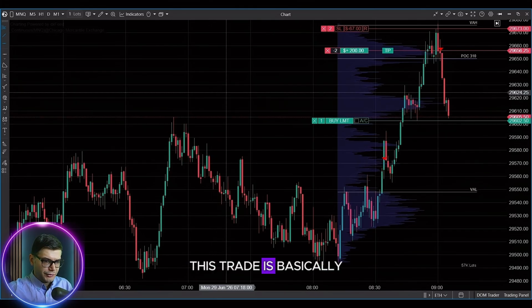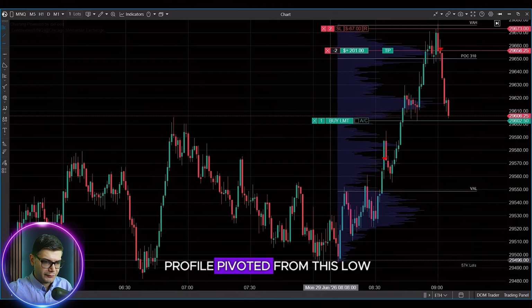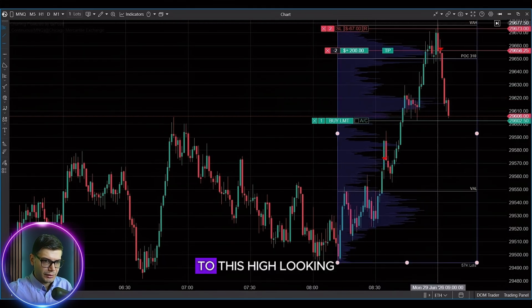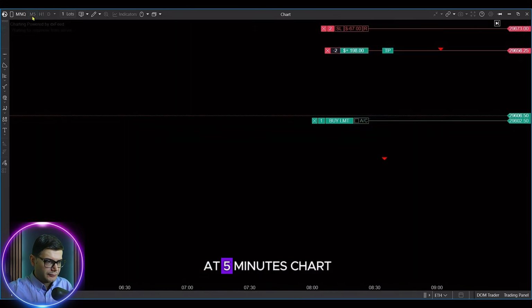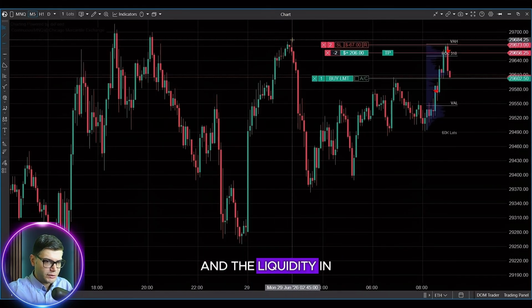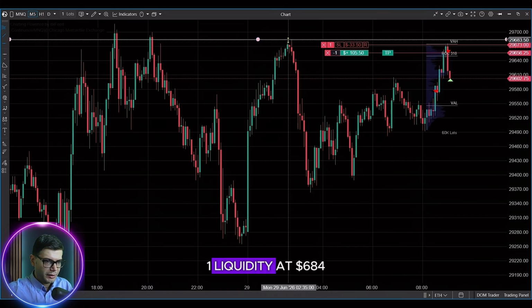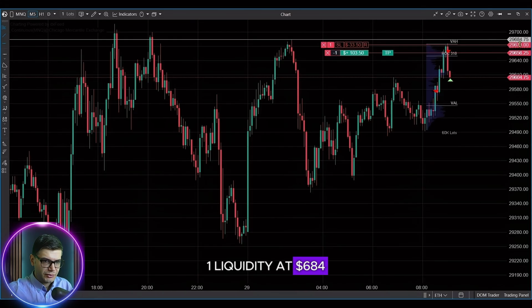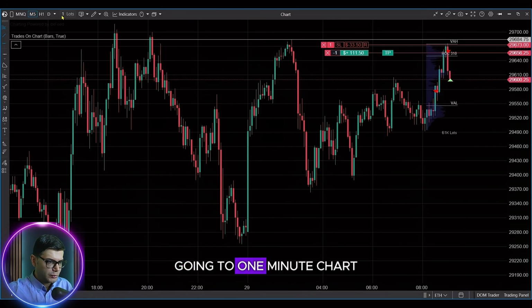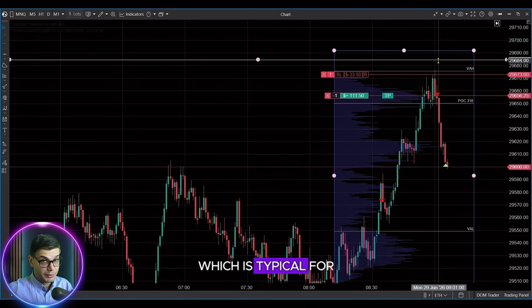This trade is basically set by the volume profile pivoted from this low to this high. Looking at the 5-minute chart, we have equal highs and the liquidity in here. The first partial is taken. One liquidity at $684. Going to the 1-minute chart, the price came short to that high, which is typical for NASDAQ.